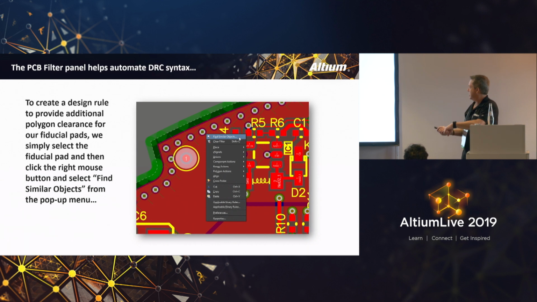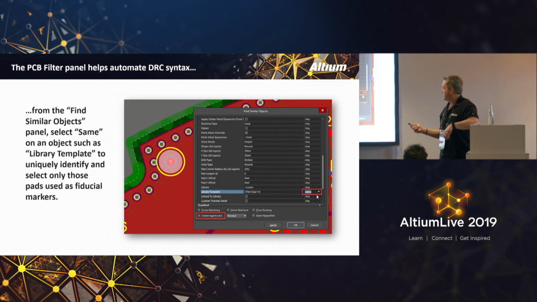Once we do the similar objects, it takes us to this dialog box where it shows us all the elements of that particular pad. And as you're familiar with, we select same for any of those descriptors that we want to sort by. In this case, I just went down to the library template because I knew it would be unique for the size and shape of my fiducial pad. Click same.